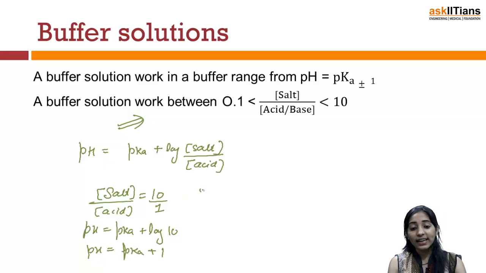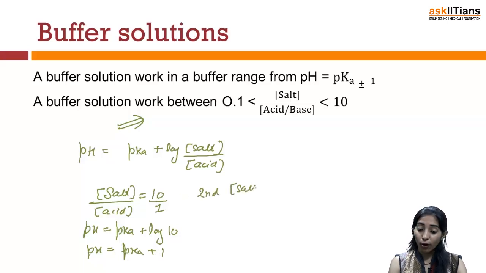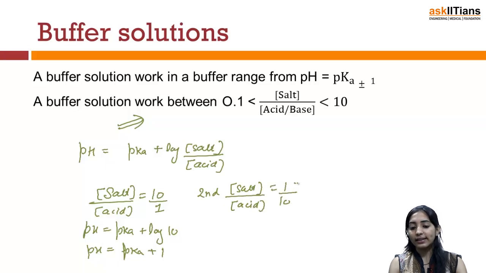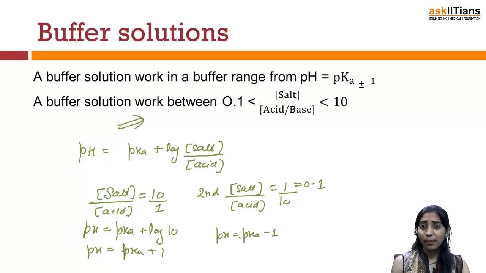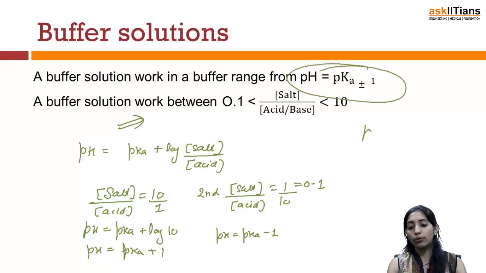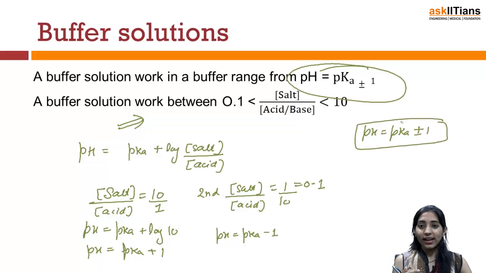And if I consider the second case where the concentration of salt by the concentration of acid will be a value of 1 by 10, that is 0.1, then I can say that pH will be nothing but pKa minus 1. So for any buffer to work in a buffer range, the pH range should be pH is equal to pKa plus minus 1. So either it can go 1 unit ahead of pKa or it can come 1 unit before pKa, and that particular pH range will be the better range in which a buffer could work.